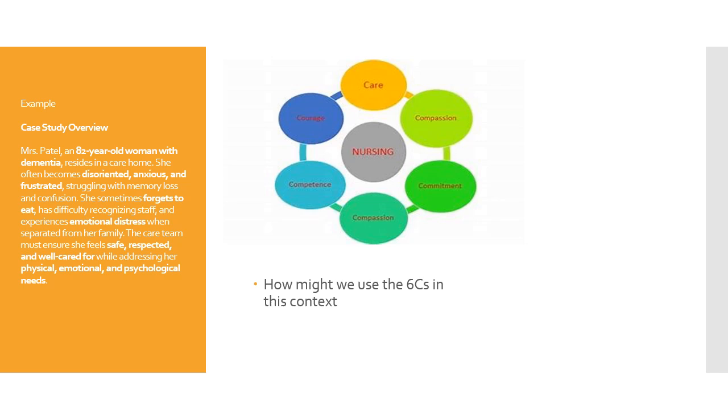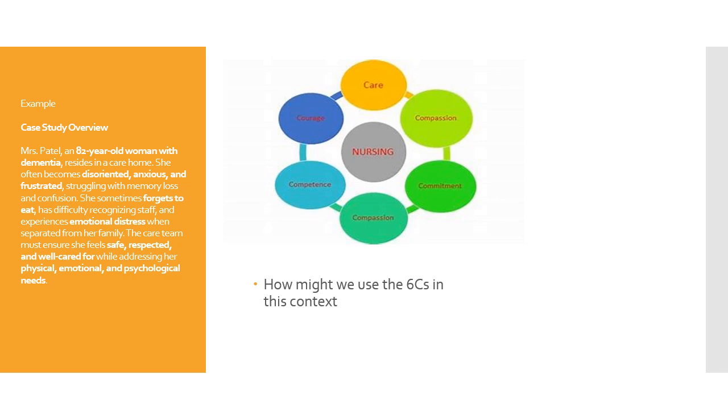So as you can see in the case study, Mrs. Patel, an 82 years old woman with dementia, resides in a care home. She often becomes disoriented, anxious and frustrated, struggling with memory loss and confusion. She sometimes forgets to eat, has difficulty recognizing staff, and experiences emotional distress when separated from her family. The care team must ensure she feels safe, respected, and well cared for while addressing her physical, emotional, and psychological needs.